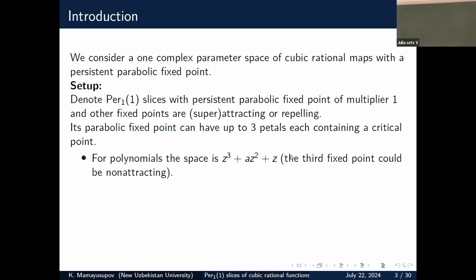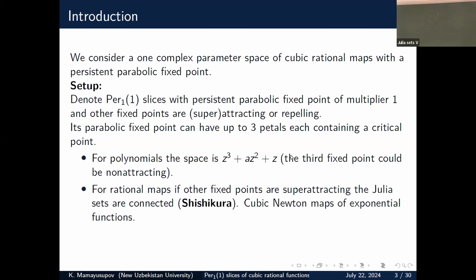So here is the space of cubic polynomials, which was studied very well in the literature. Here you have a double fixed point. Usually you have 3 fixed points here. If you exclude the infinity, infinity is also a super attracting fixed point, which means you have a control there. And another fixed point here is repelling. I mean, it can be anything. It doesn't need to be repelling.